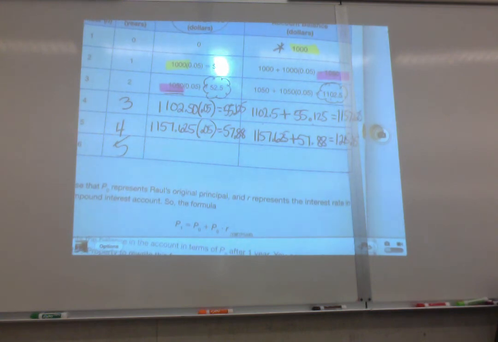Bring it down here to start. Well, it's a tiny bit more complicated.